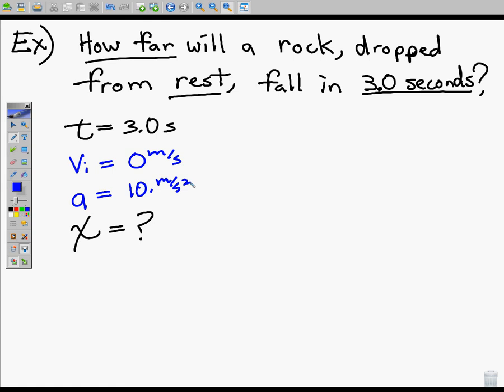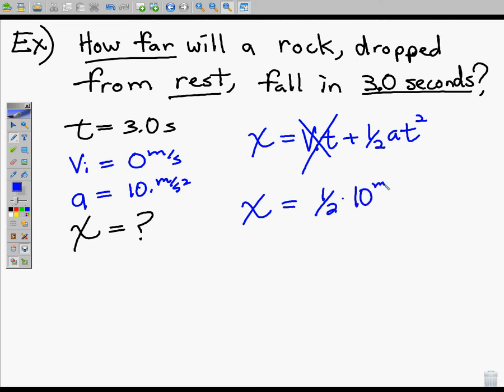There's many different ways of solving this problem, but the most direct way is to use the great displacement formula. But you don't have a final velocity. You could solve for that final velocity, but you don't need it if you're only looking for the displacement. Here, since the initial velocity is 0, that term's going to go, and you're left with x equals 1/2 times 10 meters per second squared times 3 seconds squared. And what does that come out to? 45 meters? Yeah.